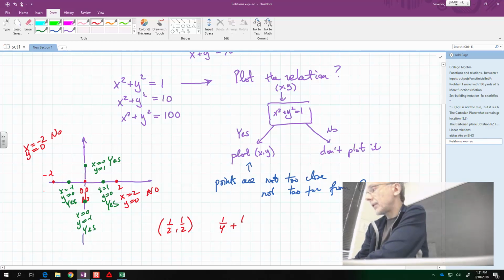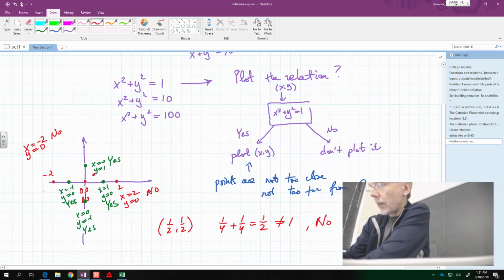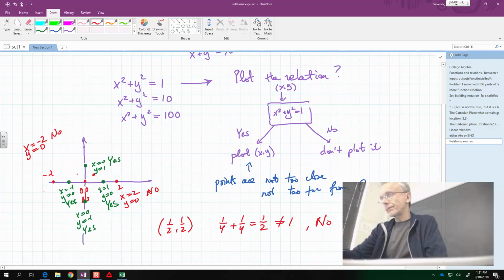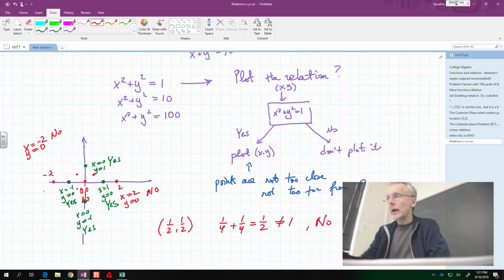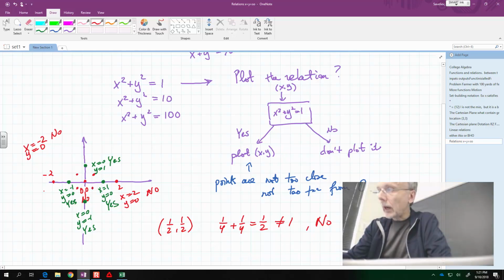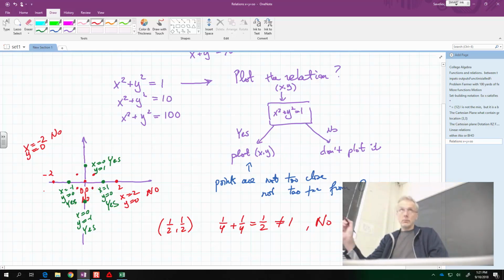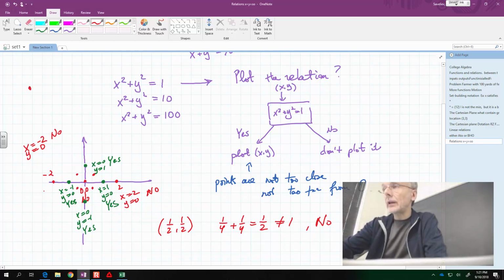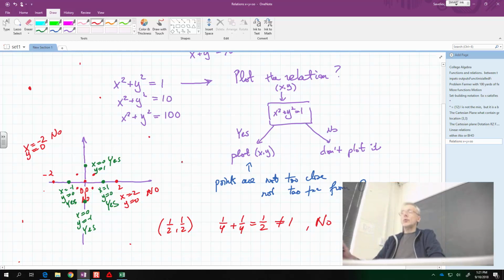If I take the squares, it will be 1/4 plus 1/4, which is 1/2, which is not equal to 1, so no. So another point over here. Then similarly, I pick -1, -1/2, -1, -1/2, -1, -1, -1/2, -1/2. All of these points will also be a no. And then if I take 10 and 10, large points really far away from the origin, they also will be no. So this is just trying them one by one.